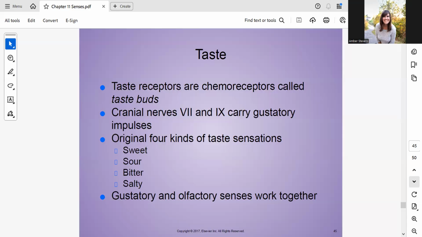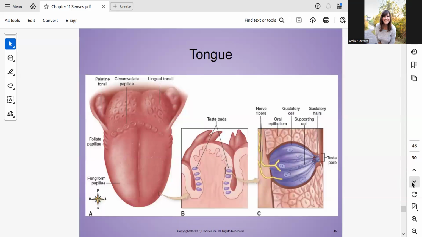Taste does work closely with the sense of smell, the olfactory sense, to enhance the flavors that we perceive. For instance, when we eat, the aroma of food combines with its taste to create that full sensory experience. This partnership between the gustatory and olfactory senses is why food tastes bland when we have a stuffy nose. Here is a picture of your tongue and where all those taste buds are located.